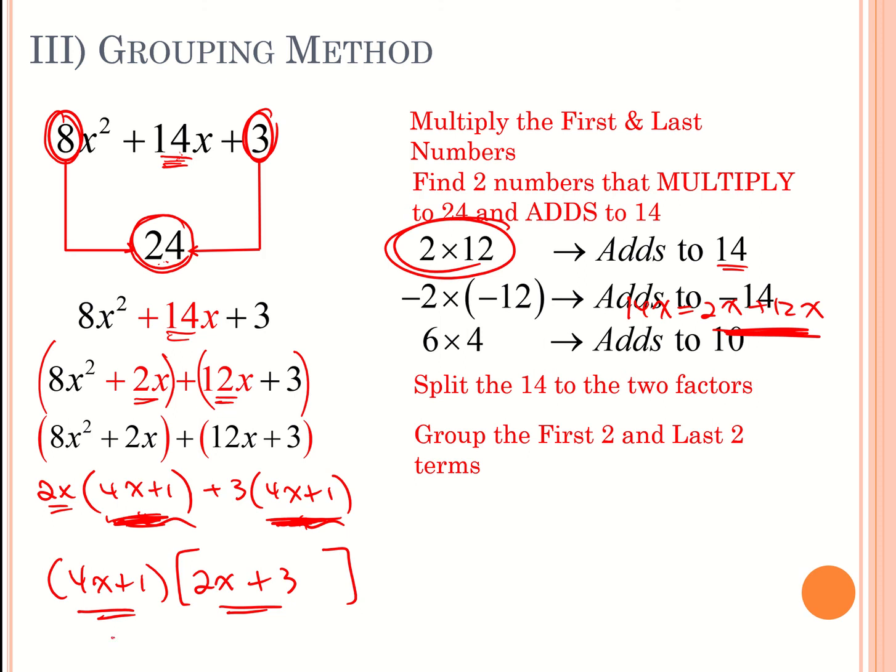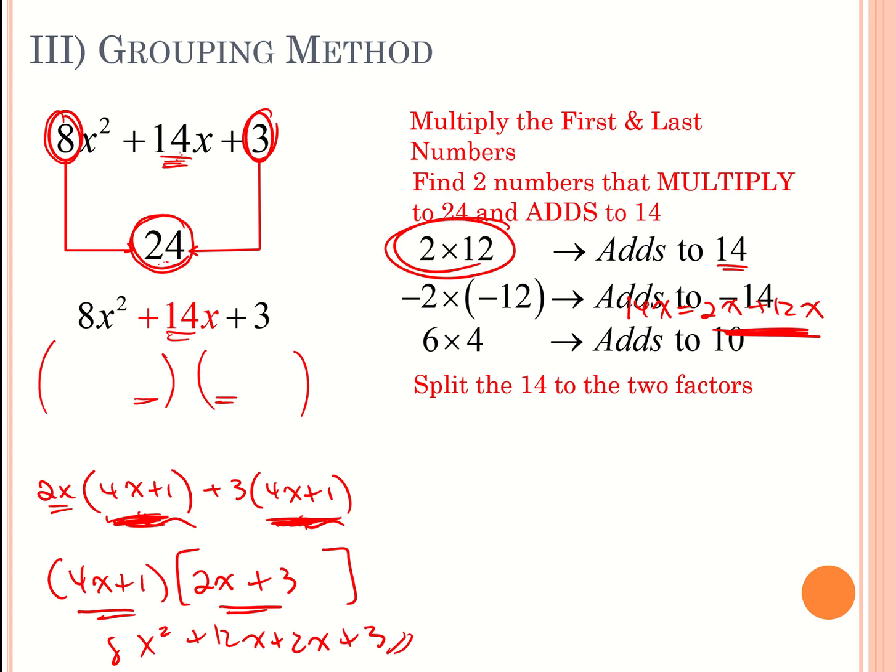I'll just do it right away. 8x squared, whoops, plus 12x, plus 2x, plus 3. So there you go, it works. And the question again is, hey, so what happens if I switch the two terms?